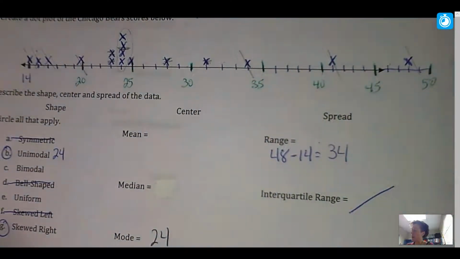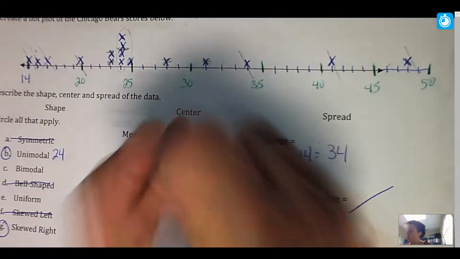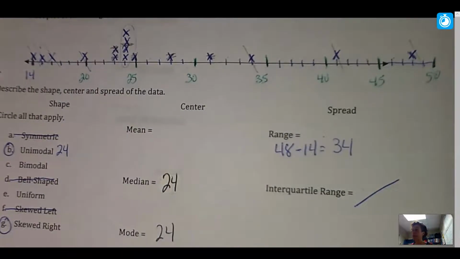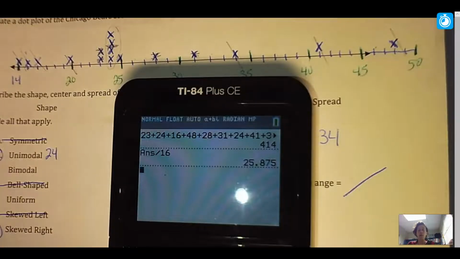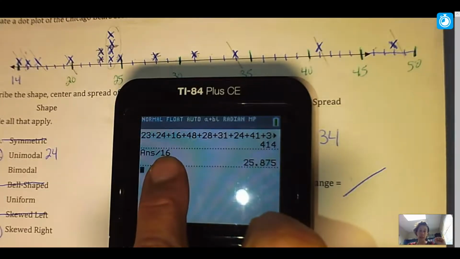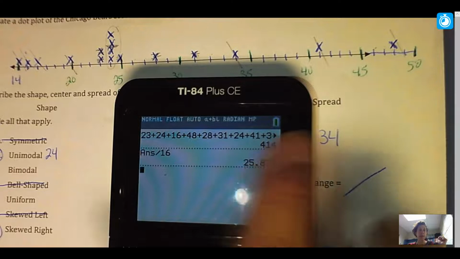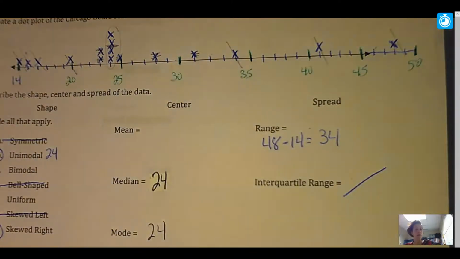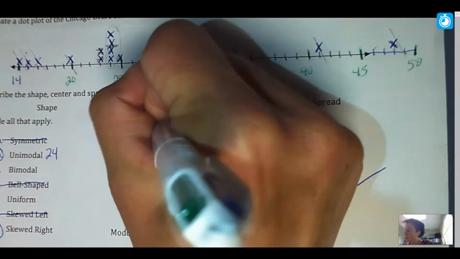So I didn't have to cross it off. My median is 24. Now, as far as the mean goes, what I would do is take all these scores, add them up, and divide by however many I added up. So I'm going to do that really quick, pausing it. Okay, so I added all my scores up. I got a total of 414. There were 16 scores that I added up, and so that is my mean. So 25, we'll write the whole thing down.